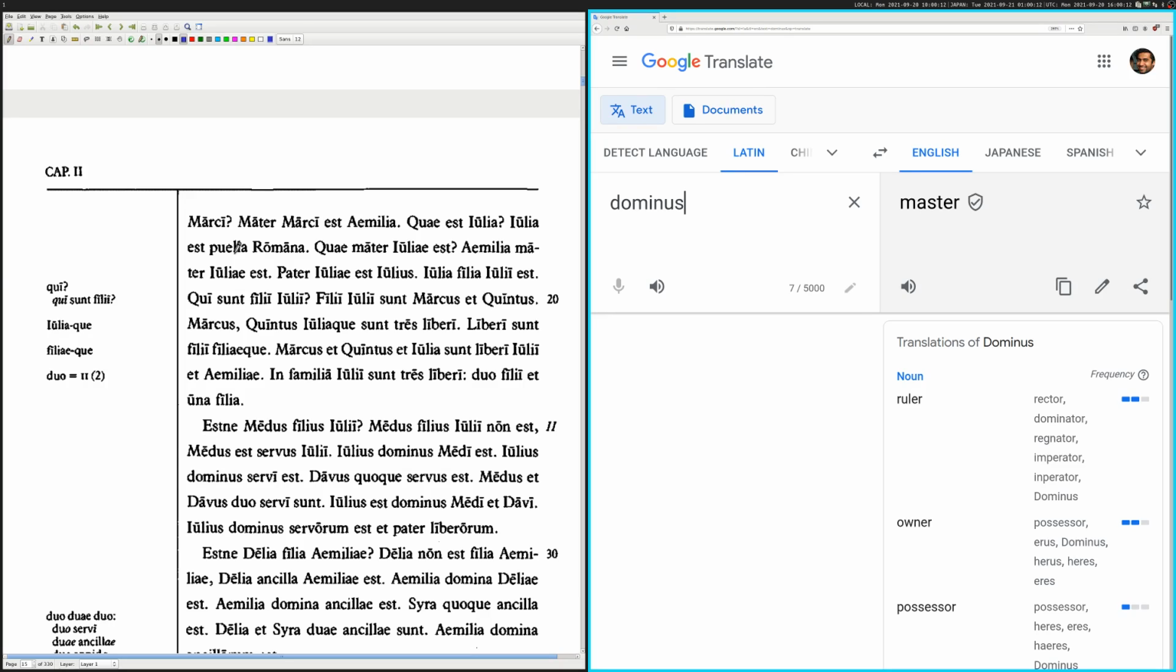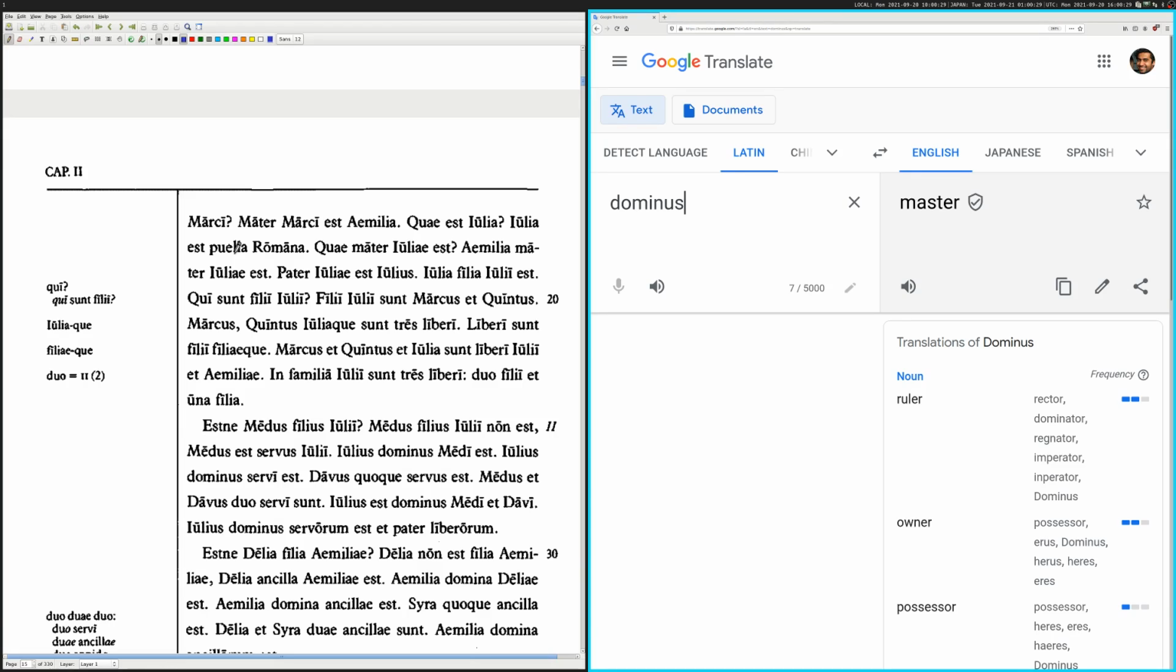Julius is the master of slaves and the father of children. Okay. Is Delia the sister of Amelia? No. Or the daughter. Does filia mean daughter, I think? Delia is not the daughter of Amelia.